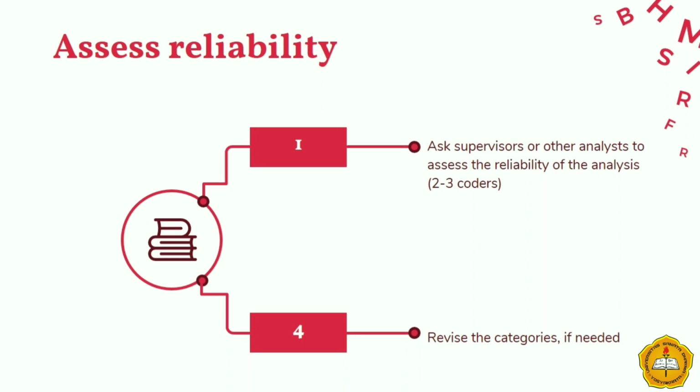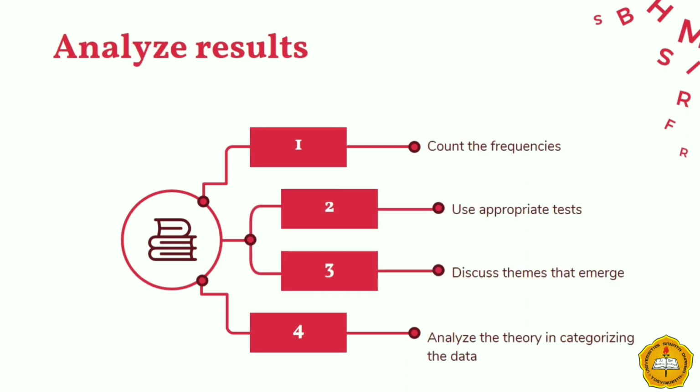The next step is assessing reliability. In quantitative analysis, you can use tests such as Pearson's test. In qualitative analysis, you can ask supervisors or other experts to assess the reliability of the analysis. You can have 2 until 3 coders. That's why you need to have a clear definitions of the categories that you use. Afterwards, revise the categories if needed.